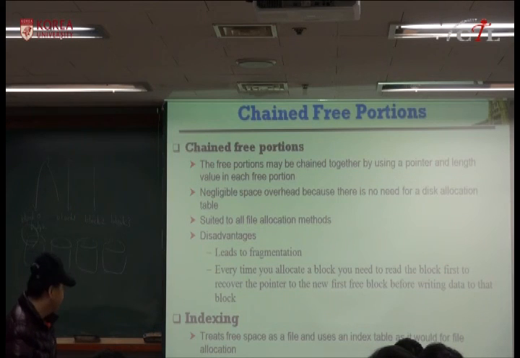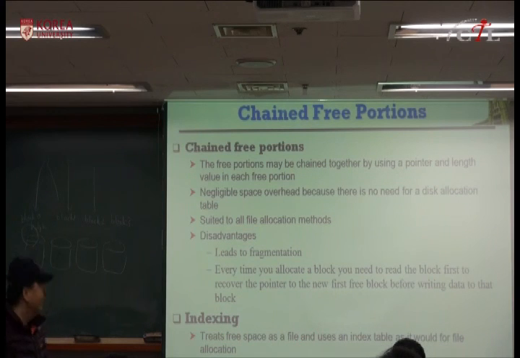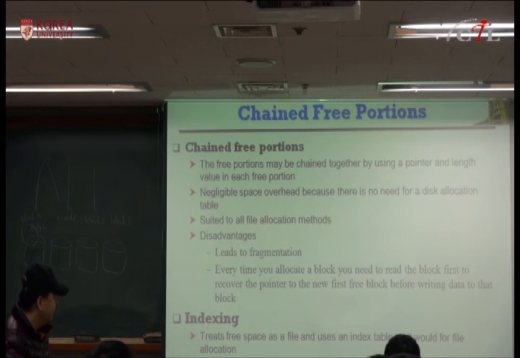That's the overhead. The other option is you can treat free space as a file. Free space is a file, and you can use an index table as in the indexed allocation. For efficiency, the index should be on the basis of variable portions rather than blocks. This approach provides efficient support for all the file systems, so this might be a good choice in general. So you use indexing for free blocks.